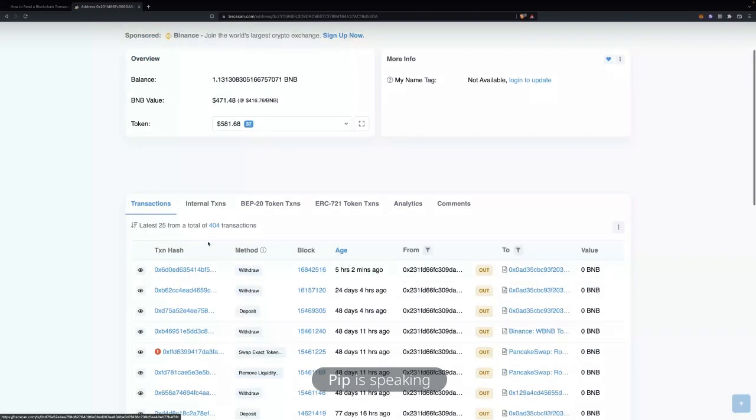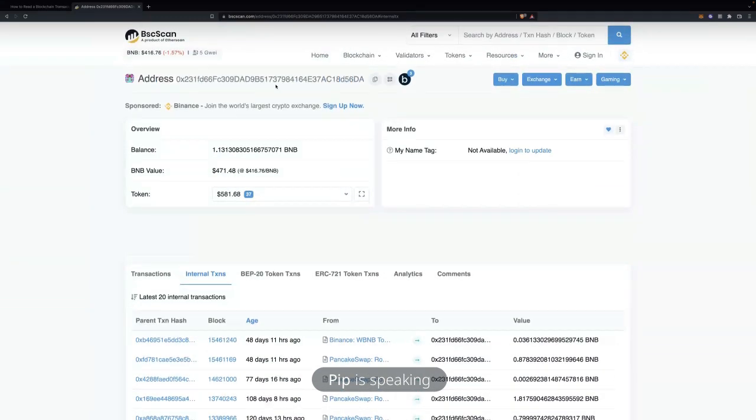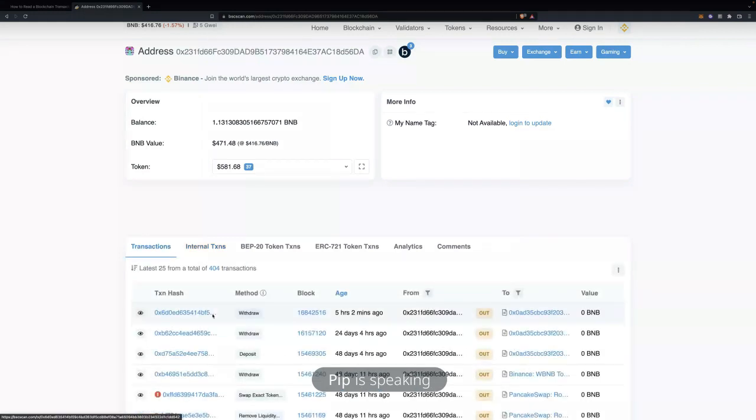What about the second tab, internal transactions? These are all the transactions that had to deal with this address that did not cost any gas. So, for example, what could be one of these? Let's say that you participate in a pre-sale on PinkSale, and you go to the pre-sale page, you buy 1 BNB worth of tokens, and you will see that here because you have spent some gas.